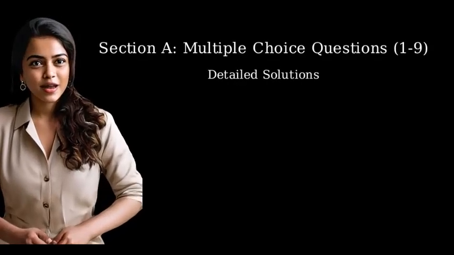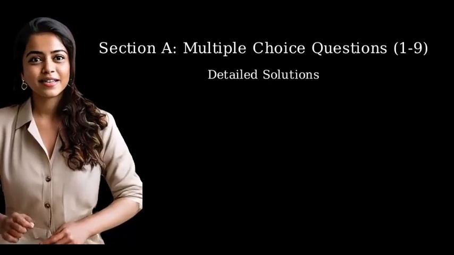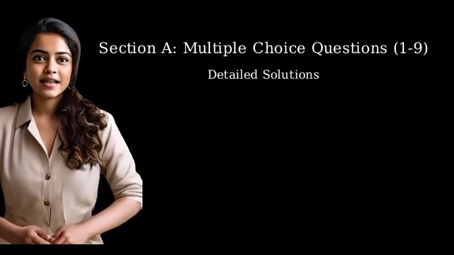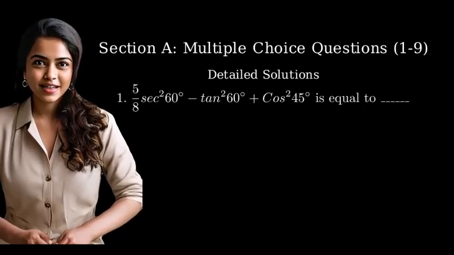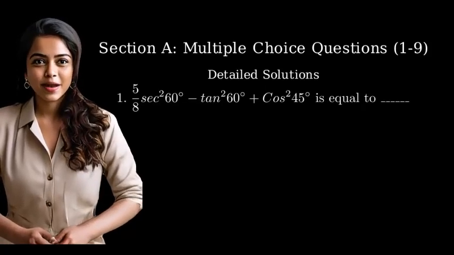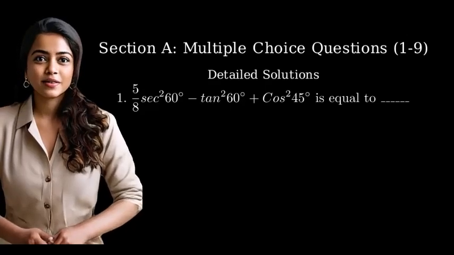Today we will solve Section A questions 1 to 9 from a math exam, providing detailed explanations for each solution. Let's start with question 1. It asks us to find the value of 5 over 8 times secant squared 60 degrees minus tangent squared 60 degrees plus cosine squared 45 degrees.